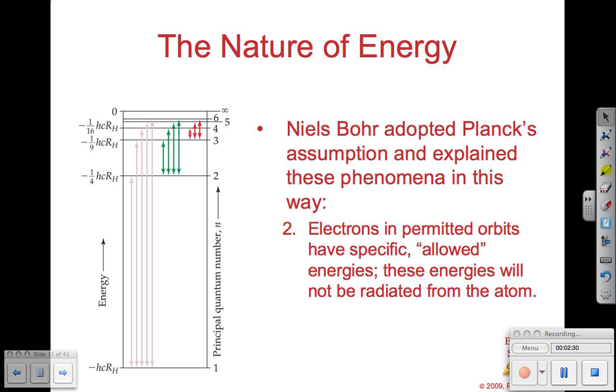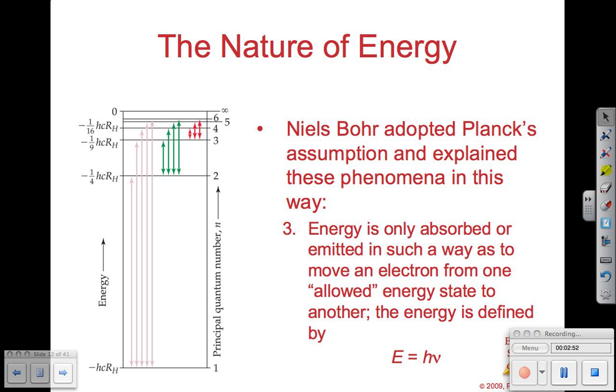Second, electrons in permitted orbits have specific allowed energies. These energies will not be radiated from the atom, meaning the electron can be excited, move up to higher energy levels, can come back down, but can't go into any location. There's defined locations where it can be. And then third, energy is only absorbed or emitted in such a way as to move an electron from one allowed energy state to another. The energy is defined by E equals Planck's constant times frequency.